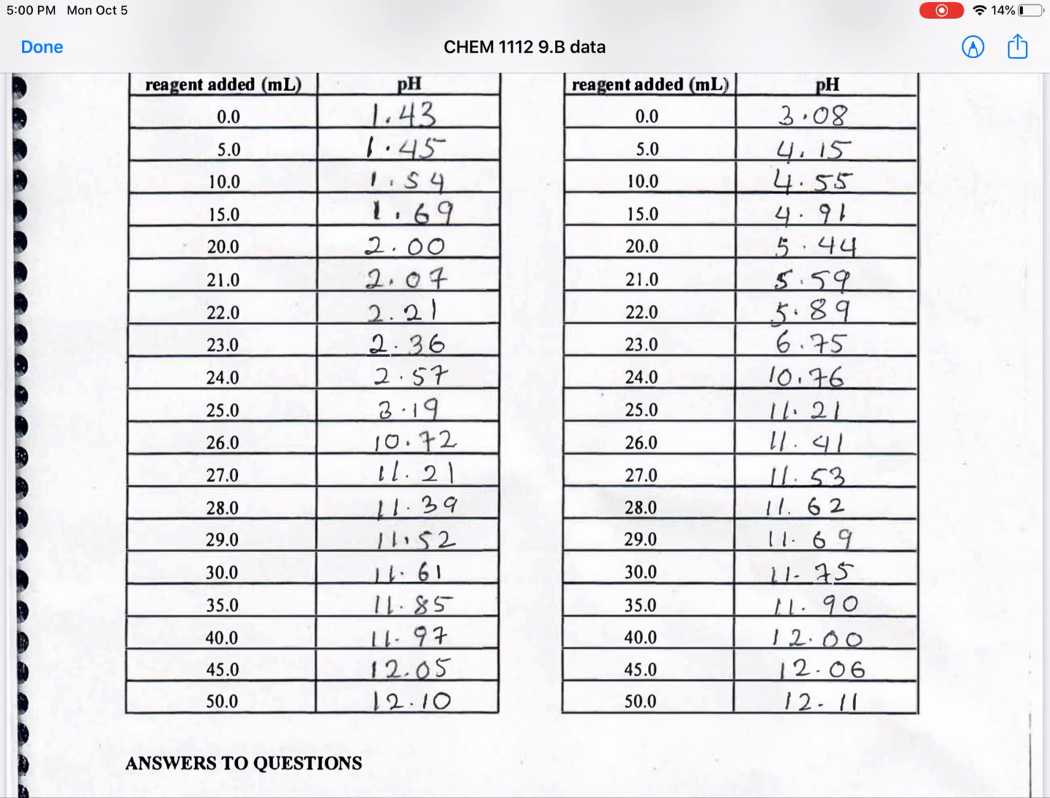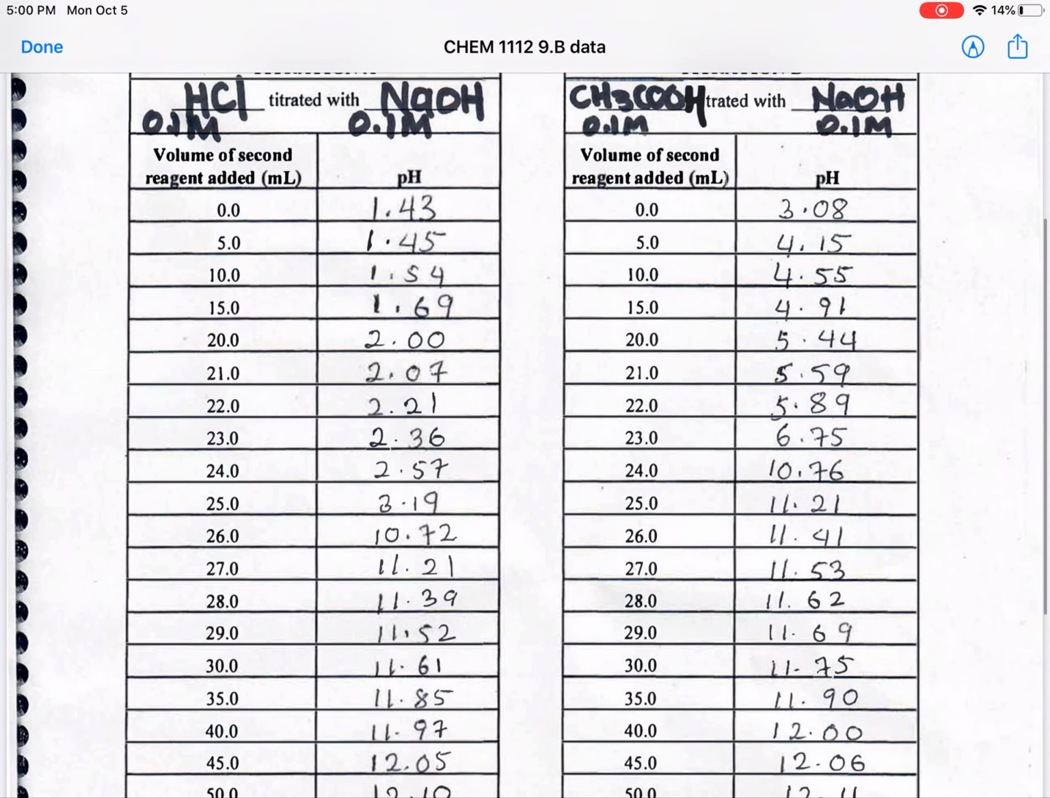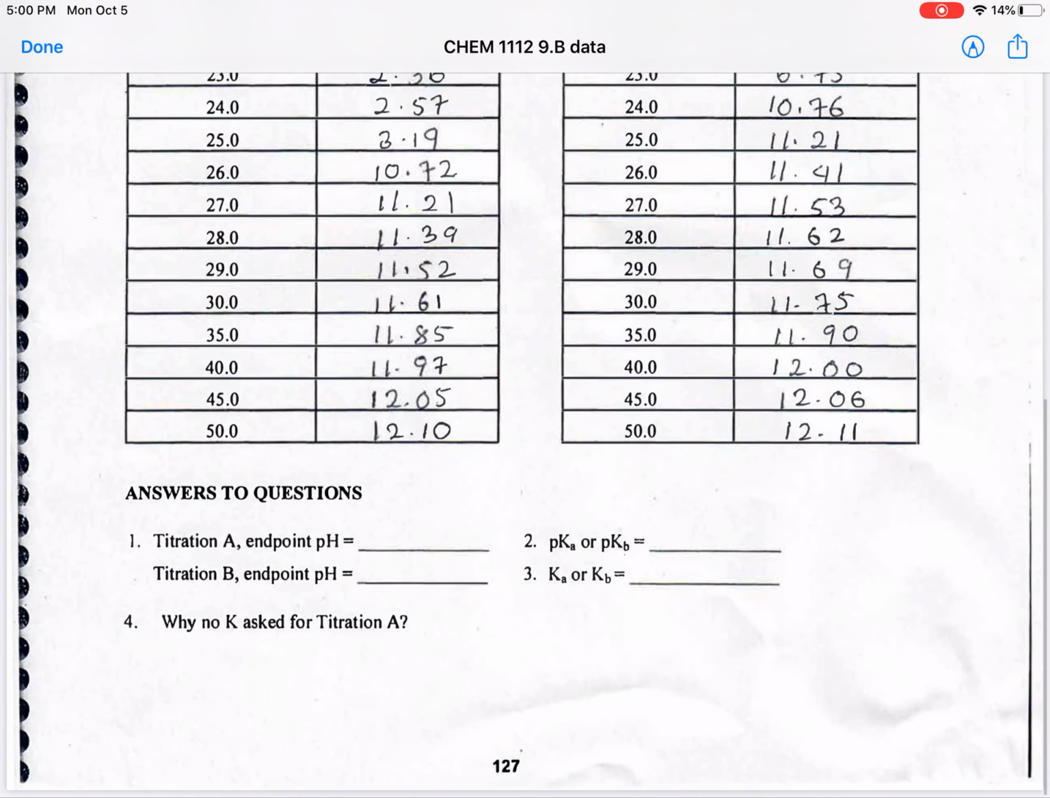Now your goal after you see this data, after you watch your virtual video, is to draw these with these two sets of data. You need to draw a graph on Excel, not a handwritten one. Use Excel. All of you have access to Excel. So go ahead and draw a graph of volume of second reagent added, which is your first column, versus the pH. And likewise you need to draw two graphs. Okay, after you draw the graphs, only then will you be able to answer these questions.